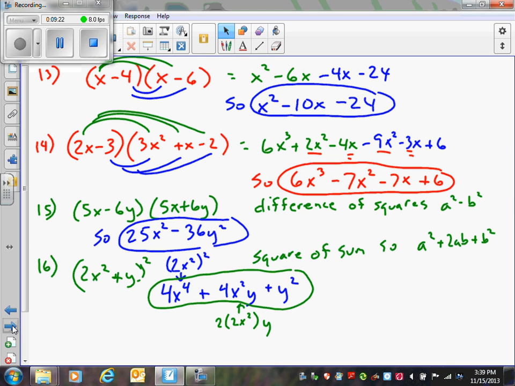Now we have some polynomial multiplication. Number 13 is where we would FOIL. We would take our first term and multiply it by our first term. X times x is x squared. We would take our outside terms, x and minus 6, multiply that together to get minus 6x. We would take our inside terms, minus 4 and x, to get minus 4x. And then minus 4, our last term, times minus 6, our other last term. Oopsie. That's supposed to be plus 24. Wasn't paying attention.